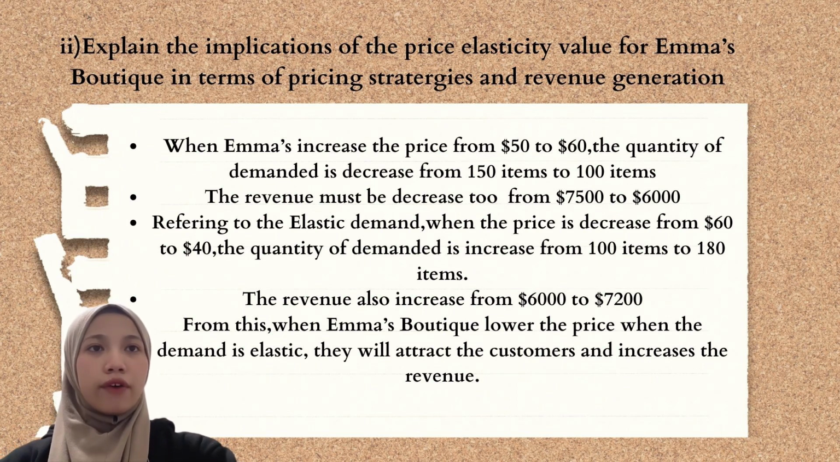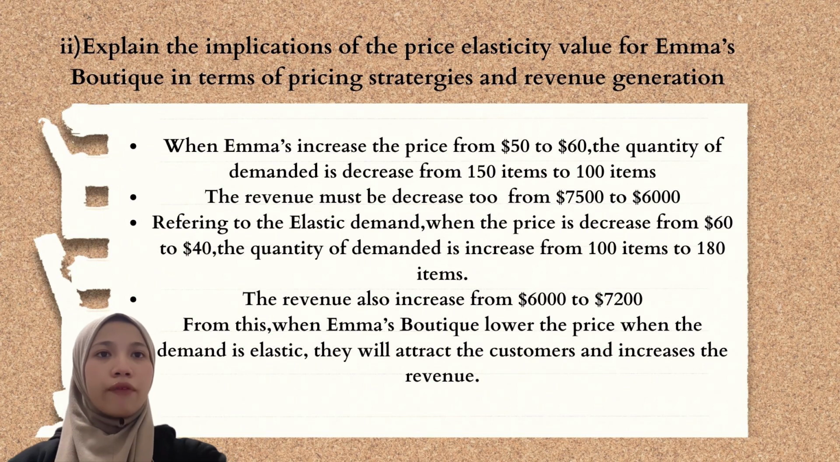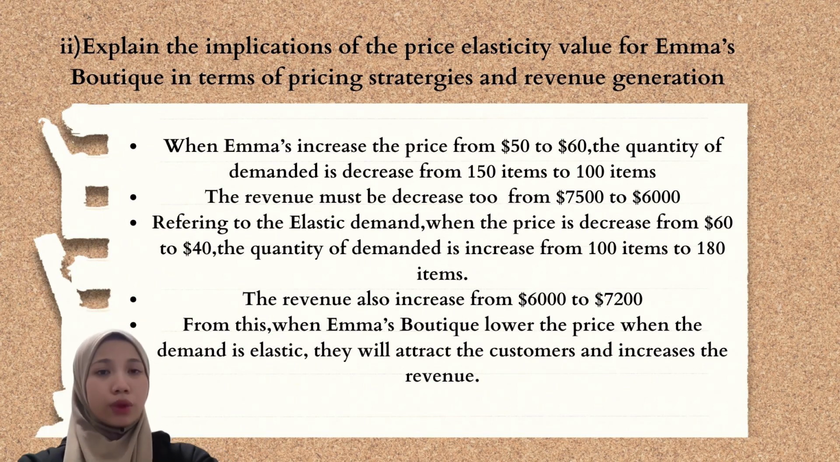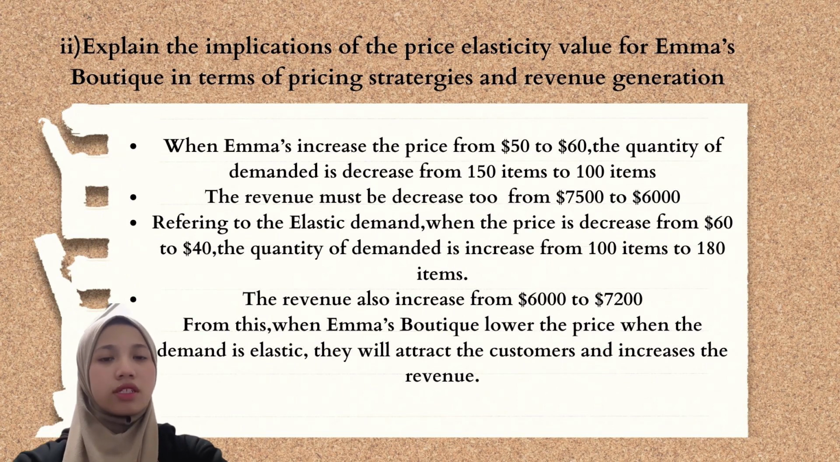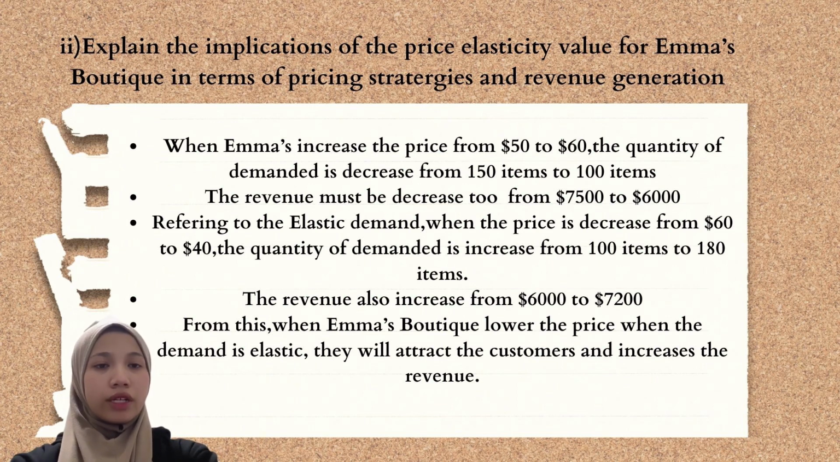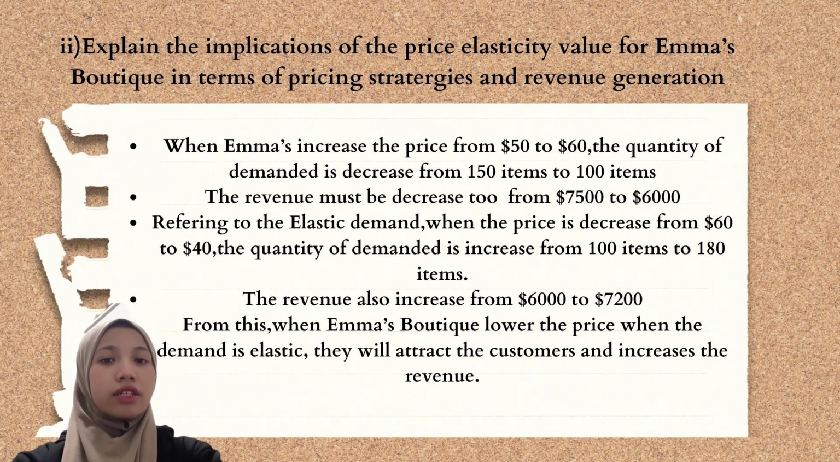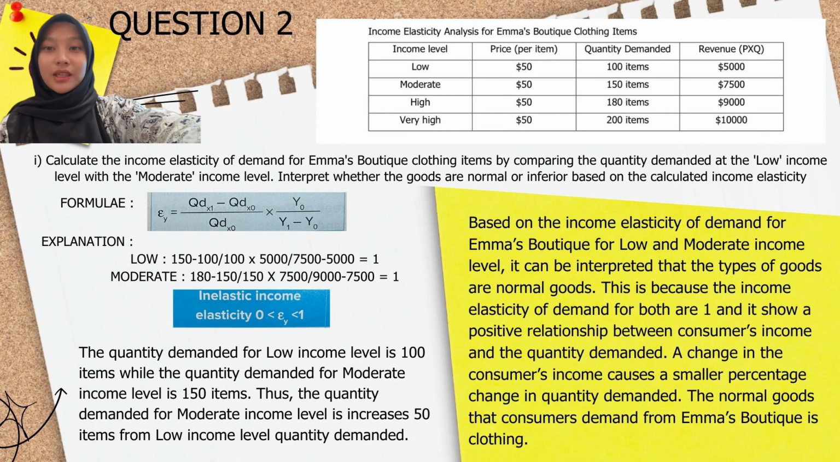It is: explain the implications of the price elasticity value for Emma's boutique in terms of pricing strategies and revenue generation. So, when Emma increased the price from 50 to 60, the quantity demanded decreased from 150 items to 100 items. The revenue decreased from 7,500 to 6,000. Referring to the elastic demand, when the price is decreased from 60 to 40, the quantity demanded increased from 100 items to 180 items. The revenue also increased from 6,000 to 7,200. From this, when Emma's boutique lowers the price when the demand is elastic, they will attract more customers and increase the revenue. I am Siti Aisyah and I'll proceed to question 2.